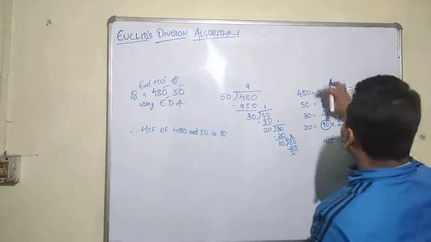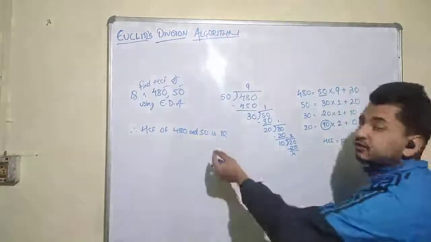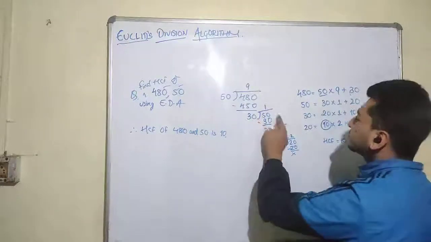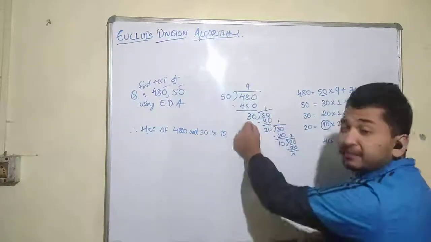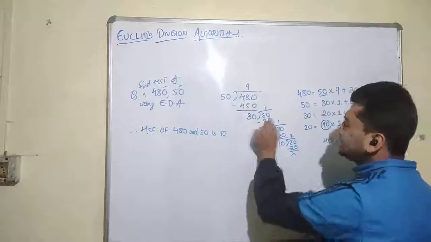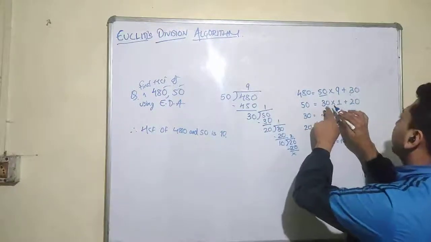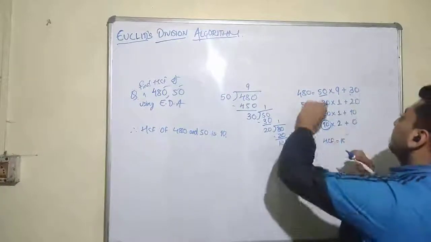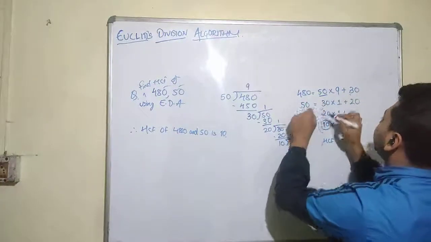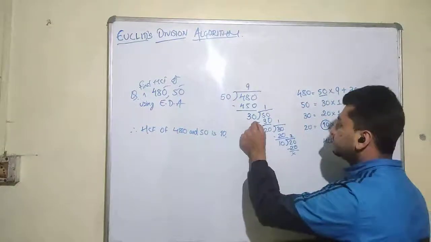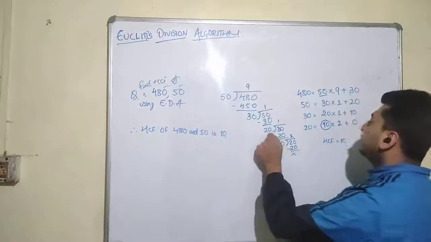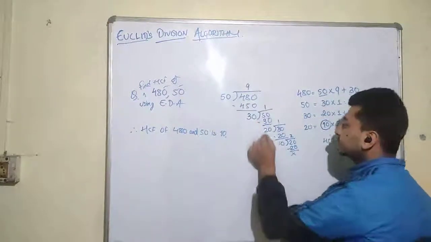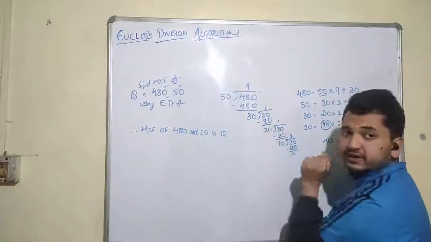Now the last divisor, 50, will be the dividend in the next step. So now you will divide 50 by the remainder left, 30. 30 into 1 plus 20 will give you 50. Then your next divisor will be the dividend. So 30 is the dividend and you will divide it by the remainder left in the previous step. 20 times 1 is 20 and you have got 10.